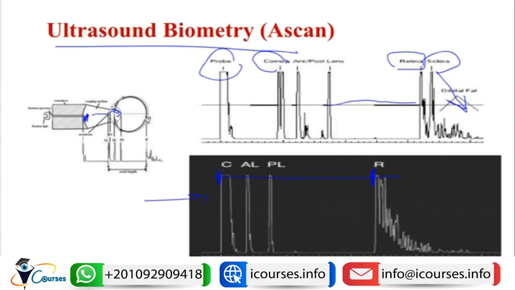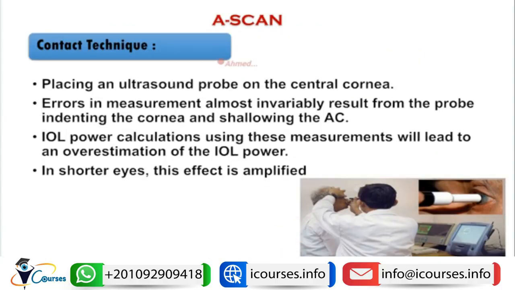What will be the modalities of measurement of the biometry? The first one is the contact method. In the contact method, we place the ultrasound probe directly over the eye. The ultrasound probe is placed over the central part of the cornea, and there will be a targeting infrared beam so that the patient can look at it. Then this probe will emit ultrasound waves that will reflect back from the cornea, and then it will manifest on the screen.